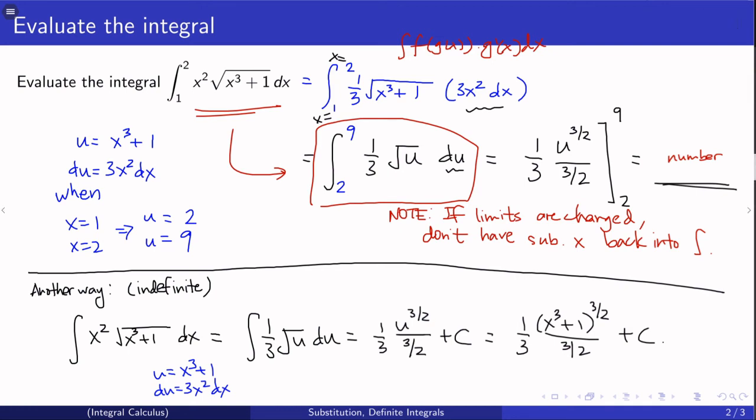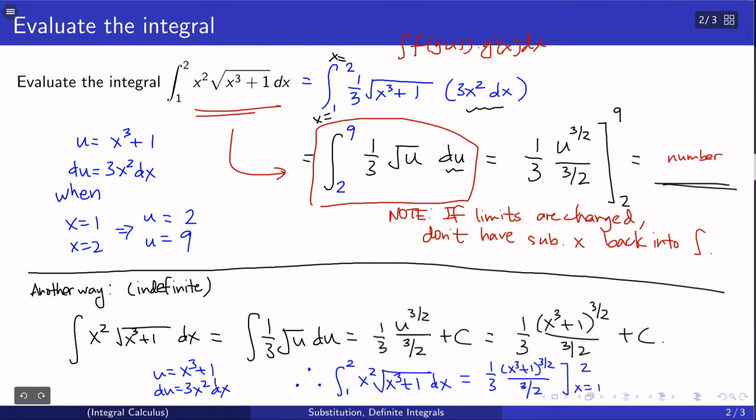And I get the general family of antiderivatives for my function. And now I don't have to think about transforming the bounds anymore because I have the antiderivative. So now the integral from 1 to 2 of x squared square root of x cubed plus 1 dx is equal to whatever this function is, so x cubed plus 1 raised to 3/2 divided by 3/2. And you evaluate this now from 1 to 2. And now it should also be clear to you that whatever you get here, it's also going to be a number, since it's a definite integral, and it's going to be the exact same thing that you would have gotten up here.